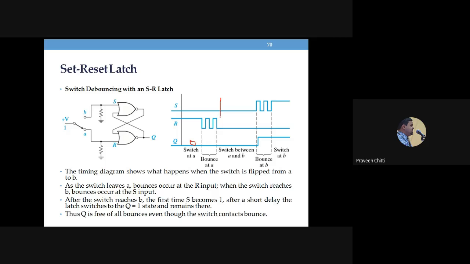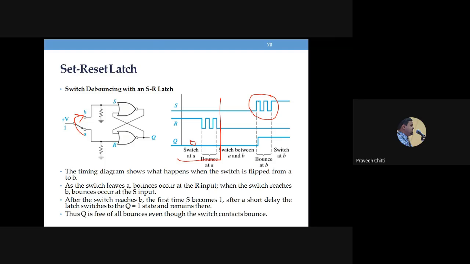So this part I have explained to you now. Now I am telling what happens when the switch is moved from A to B. When you move the switch from A to B, actually what should happen? S should immediately become 1, because you are connecting the switch to the B position. But since it is a mechanical key, there will be several openings and closings of the switch at B, and that is what is called switch debounce.